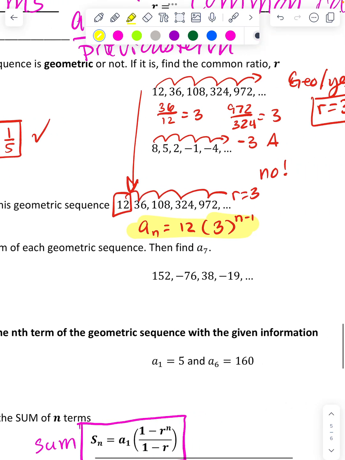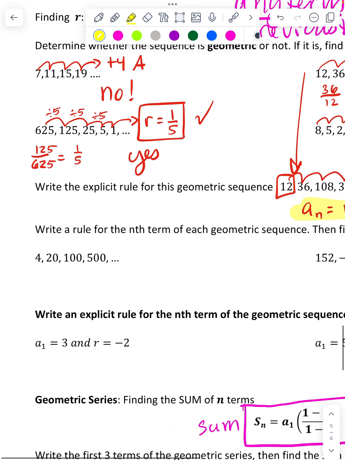Write a rule and then find the 7th term. Okay. Well, if you look here, these are going to have a ratio of 5. I'm multiplying by 5 each time. 4 times 5 is 20. 20 times 5 is 100. If you can't find that in your brain, you just divide and see that that's 5.